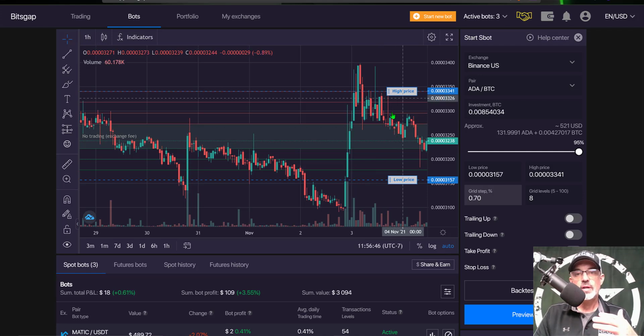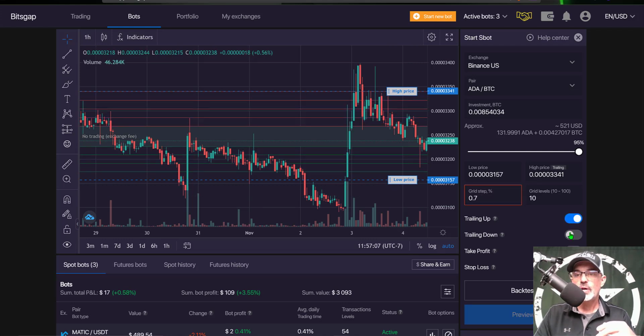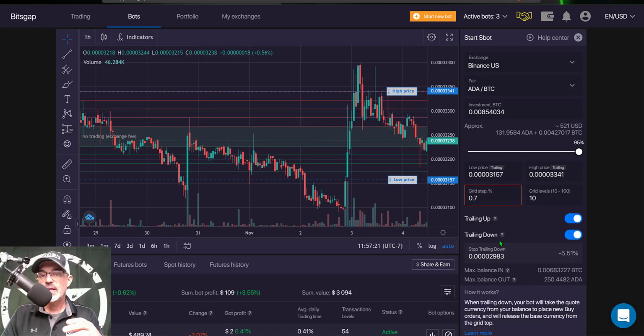And so the trailing up and trailing down do exactly as their name states, is they trail that price up and move the grid up if the price exceeds my upper limit, or if the price continues to go down, it will follow that price down and continue to buy at a lower price, even though it's exceeded my lower price limit. And so we'll just toggle both of those options on. And then for the trailing down, I do need to set kind of a limit how far I want that to go down. And in this case, I'm going to make that 2,800, which is about 11% decline.